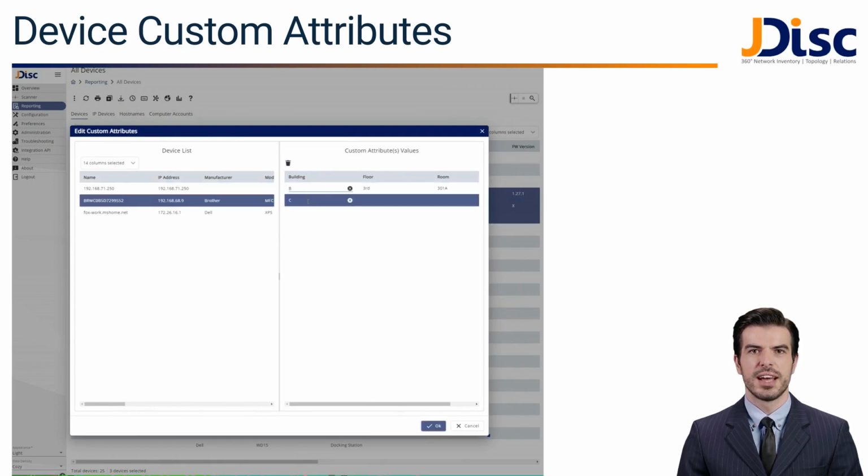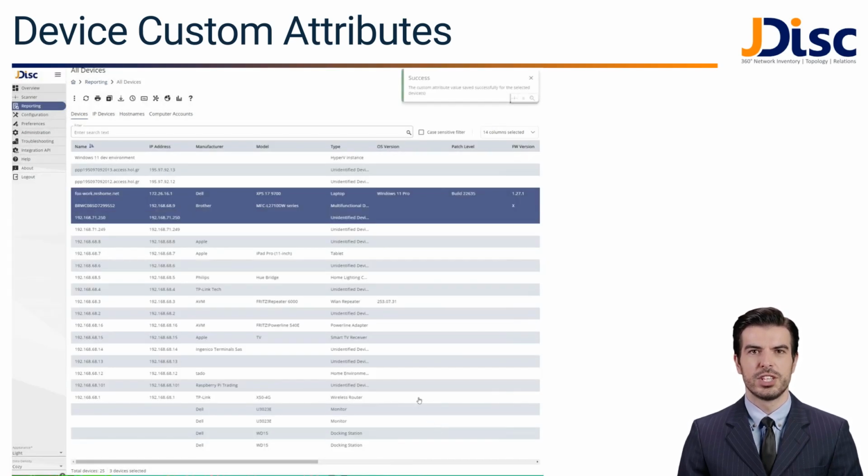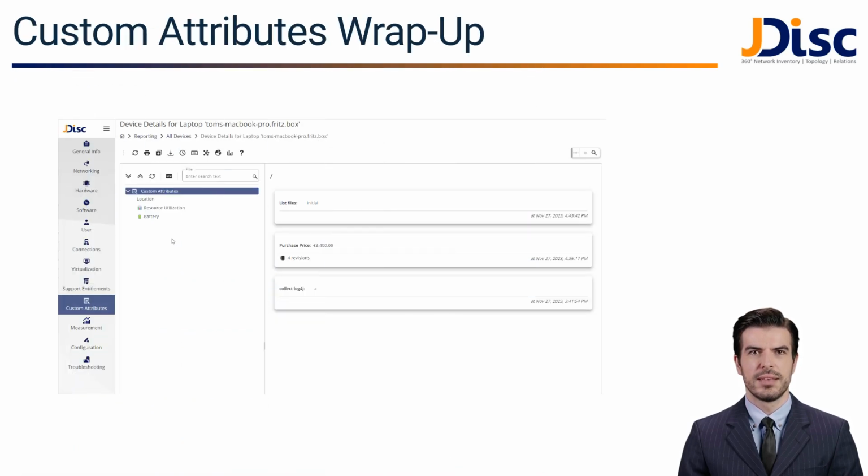Each line shows the values of the selected custom attributes for a device. In the end, just hit OK to store them. The changes are applied to the selected device custom attributes. In this video, we learned how to configure and use custom attributes. It is a powerful way to extend JDisc Discovery and customize it to your specific needs.